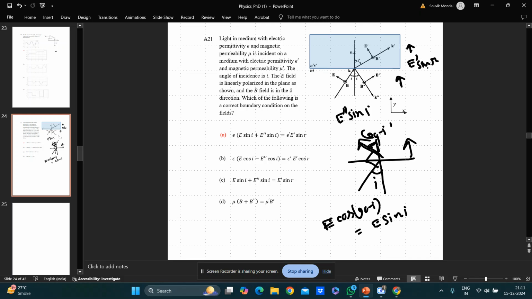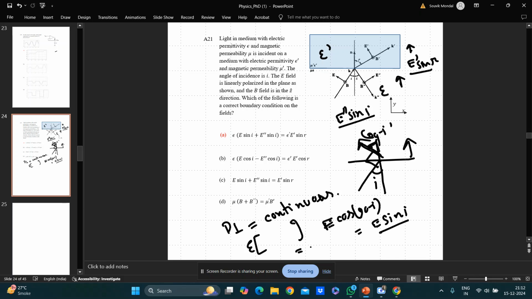Now you know the concept of continuity of D perpendicular. D perpendicular is continuous across any medium. This is the standard boundary condition. In this region it is epsilon, and in this region it is epsilon prime. So simply multiply epsilon into the perpendicular component: epsilon times (E sin I plus E double prime sin I) is equal to epsilon prime times the perpendicular component of the electric field in this medium, that is E prime sin R. So this will be the correct option.